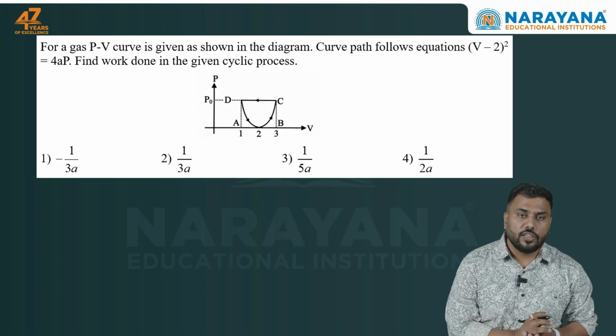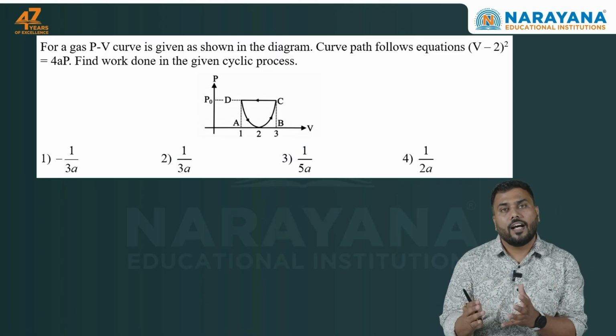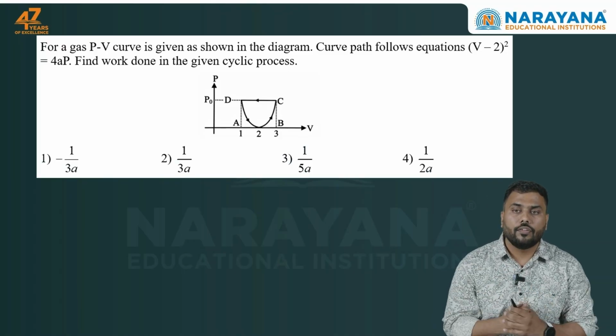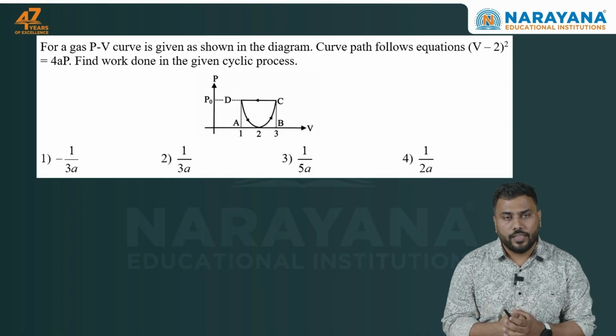The next question is based on thermodynamics. Here we are provided with a PV graph of a gas, and the gas is also following a curved path, whose equation is also provided to us. We need to find out the work done in the cyclic process.